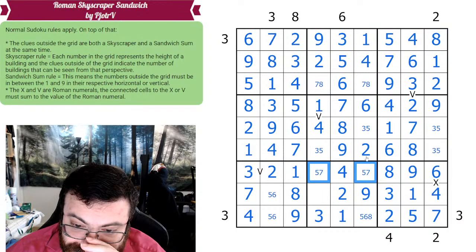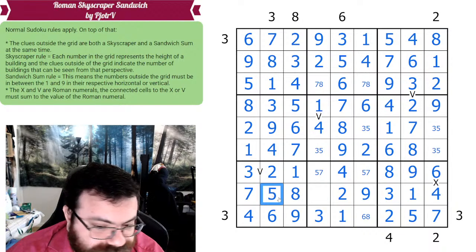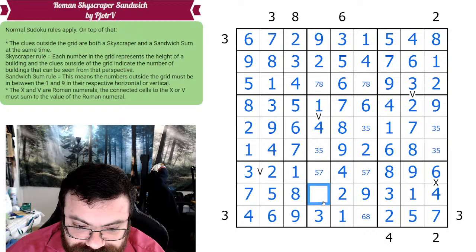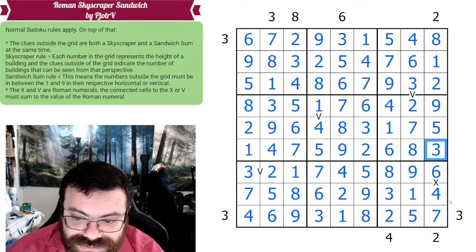But combining it is a really cool idea, and well executed as well. Thank you, Peter. 1, 2, 3, oops. It's a 6, 8, 7, 8, 5, 7, 3, 5, 5, 3, and we're done. All right.